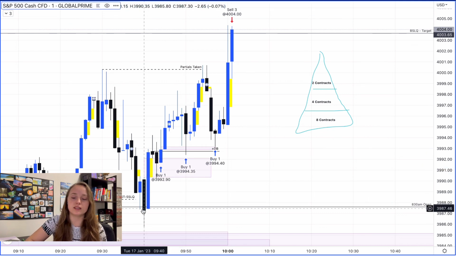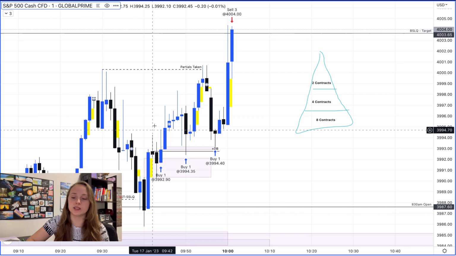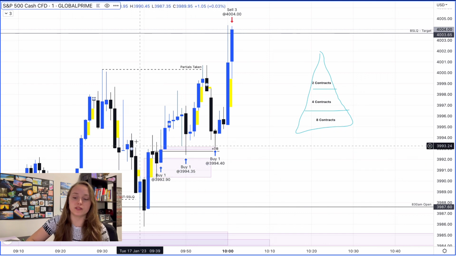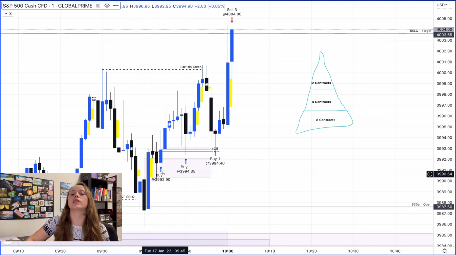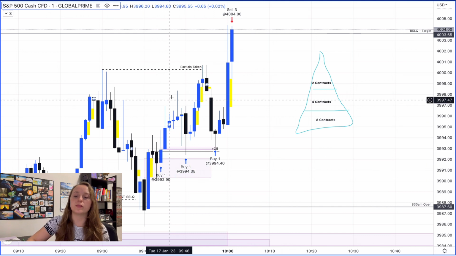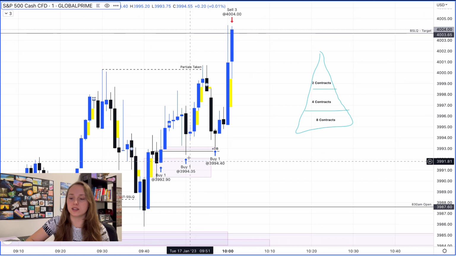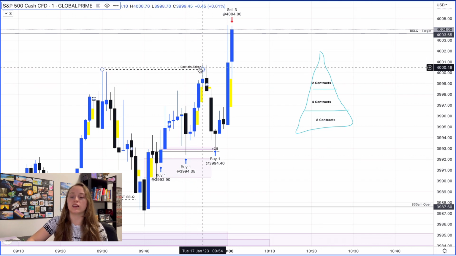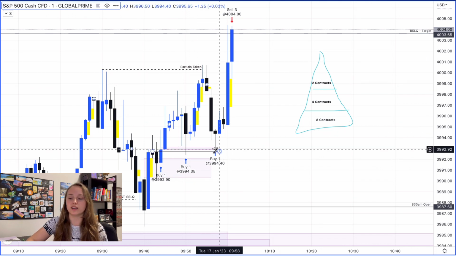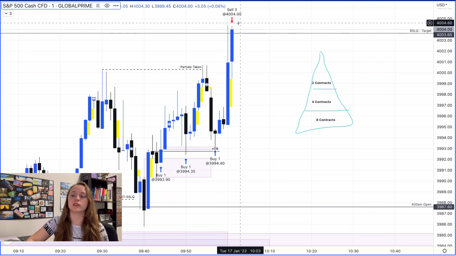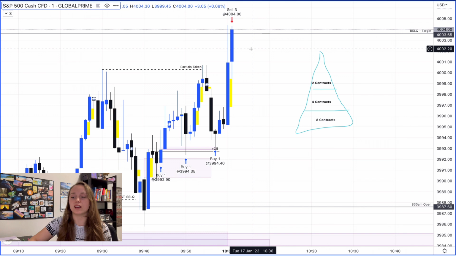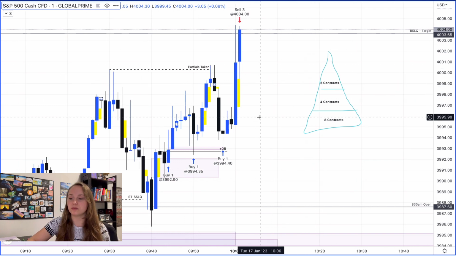Short-term liquidity taken out, boom, displacement, almost a break of structure, FVG, target that, come back up, re-entry at this order block, enter, partials taken, and then of course the last entry right here at this order block, liquidity void, boom, target taken. And that is a successful day.